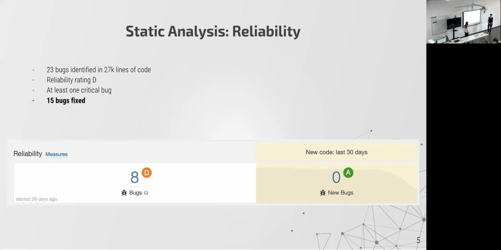So the first category that this tool assesses your code on is reliability. So it marks the code where the behavior of this code is other than what might be expected. Sonar Cloud found 23 bugs on 27K lines of code and assigned our code rating D. But 15 of those bugs were fixed. And for now, we have only 8 left, which we will fix by the end of this project.